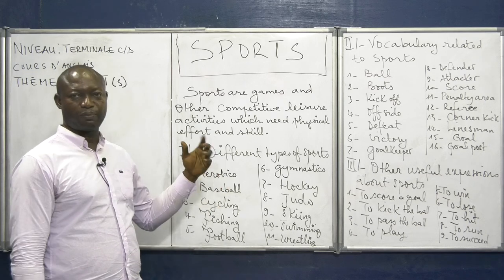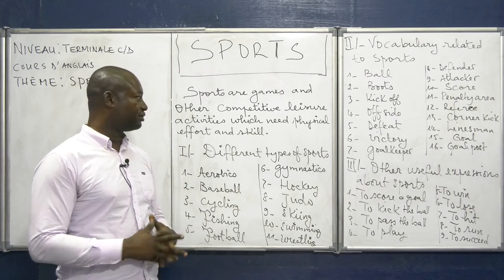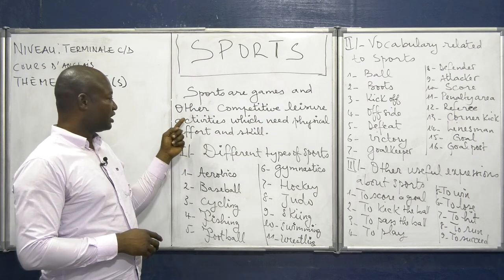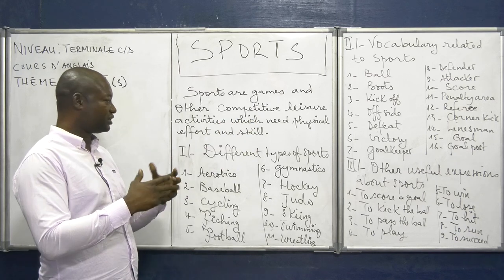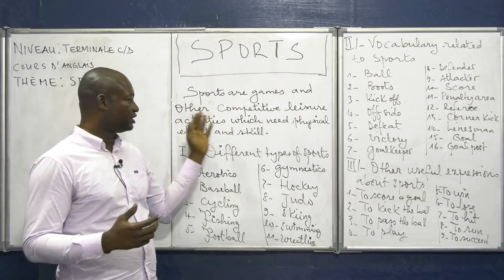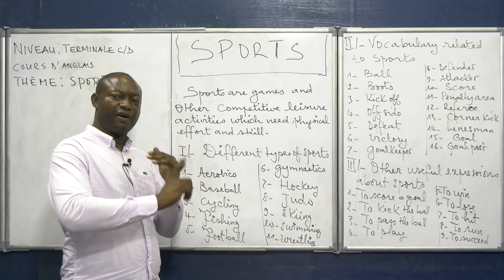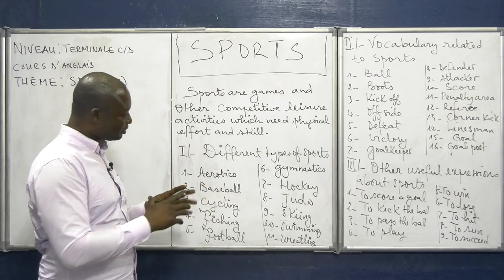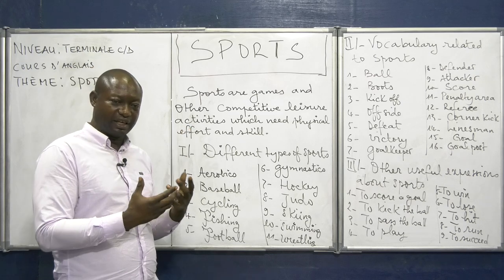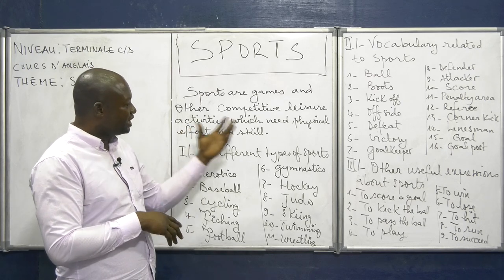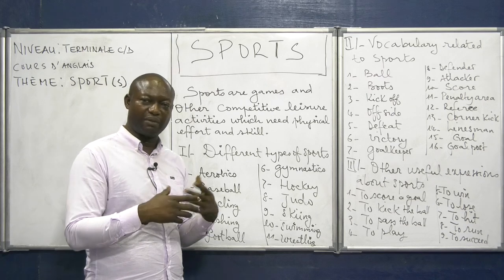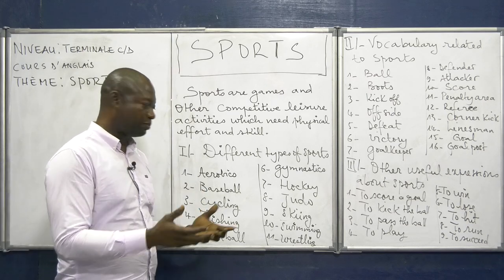Okay, what do we call sports? According to the Oxford Dictionary, sports are games and other competitive leisure activities which need physical effort and skill. That means we have two key words: effort and skill. For this effort, we need our physique, our body, to make an effort in order to achieve some goals when we are practicing a sport and so forth.